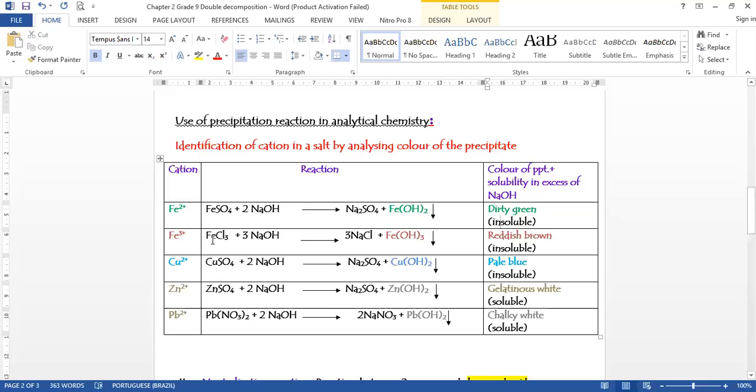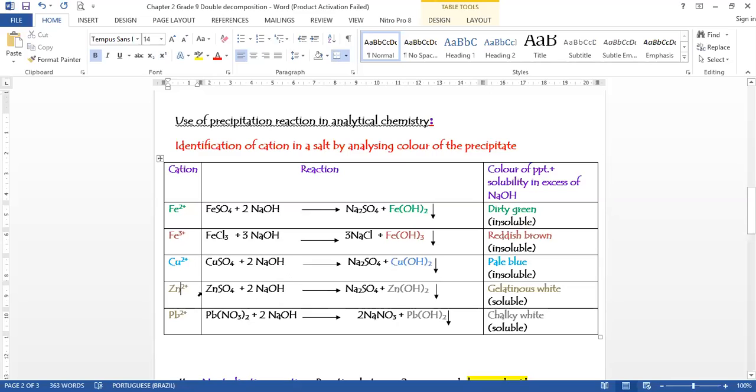Then we take ferric chloride, which contains ferric ion, that is Fe3+. When it reacts with sodium hydroxide, it forms sodium chloride and ferric hydroxide. The color of the precipitate formed when ferric hydroxide is formed is reddish brown. The next is cupric ion. So we are taking cupric sulfate, which contains cupric ion. We react it with sodium hydroxide. It forms sodium sulfate and cupric hydroxide. The color of the PPT formed when cupric hydroxide is formed is pale blue.